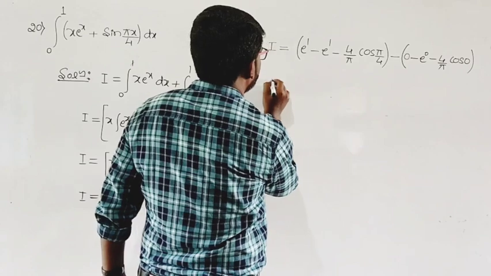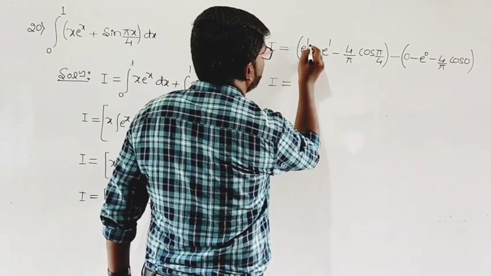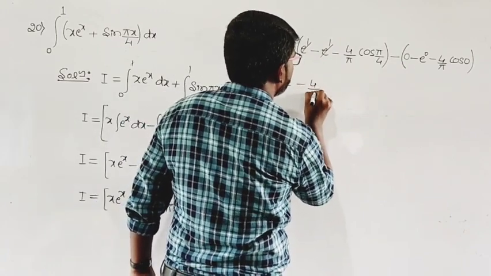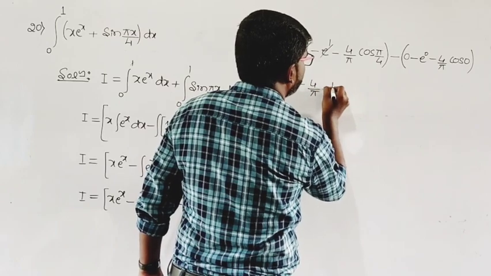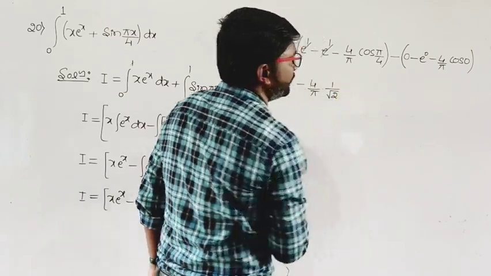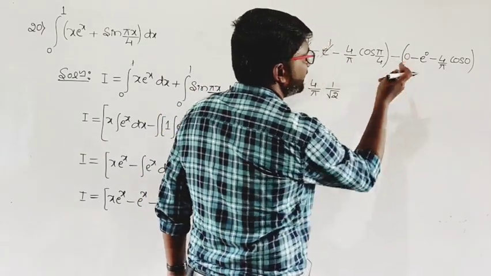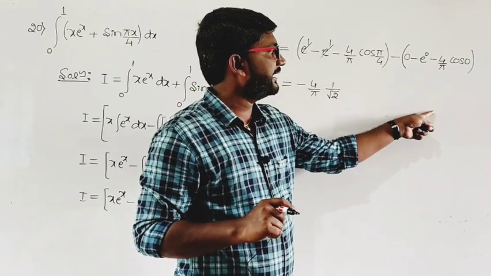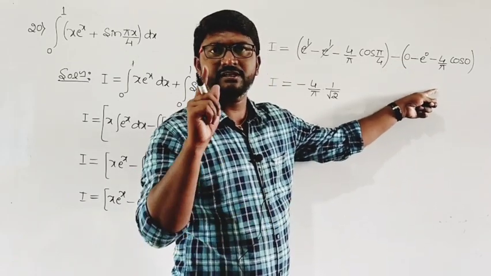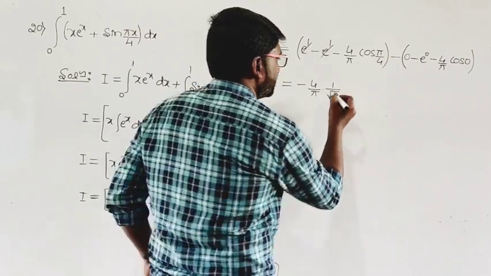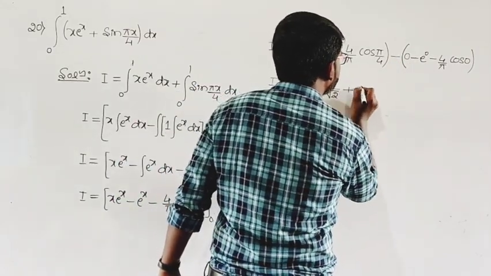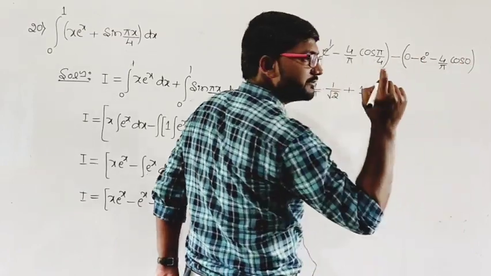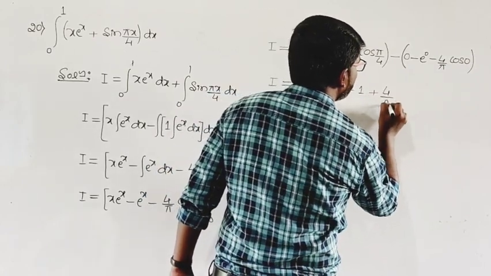So let us simplify this now. I is equal to, so here plus e raised to 1 minus e raised to 1 gets cancelled. What do we have now? Minus 4 by pi, then cos pi by 4, that value will be 1 divided by root 2. Then here 0, you leave that term. What is e power 0? e power 0 is always 1. Anything to the power 0, a raised to 0, e power 0, x to the power 0, all these are 1. So minus into minus is plus. We get 1 plus 1. Then minus into minus is plus. Cos 0 value is 1, 1 into 4 by pi is 4 by pi.